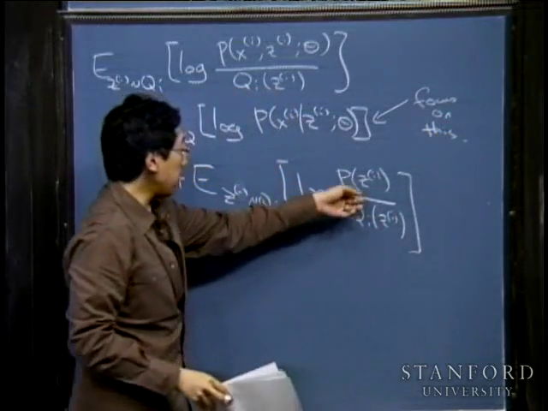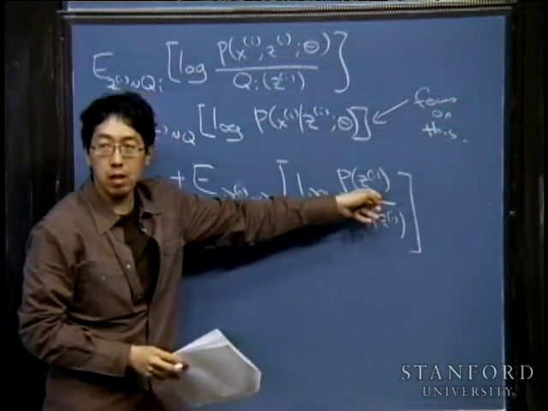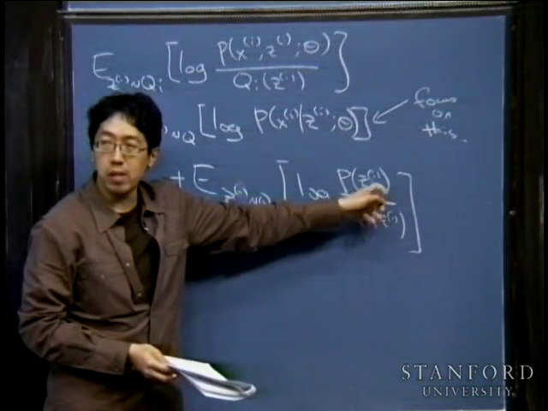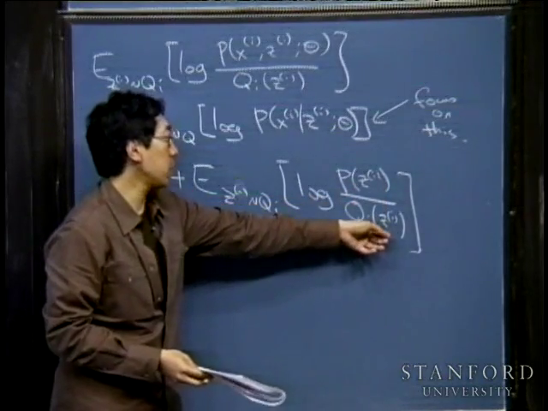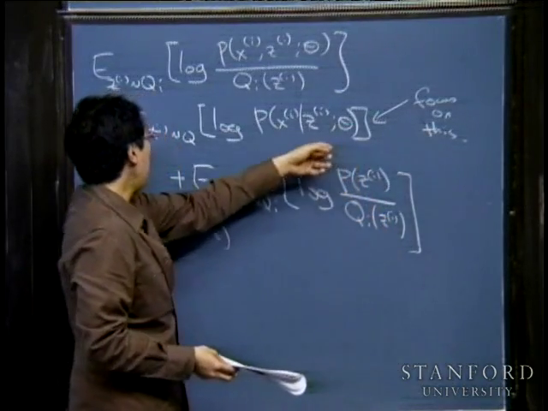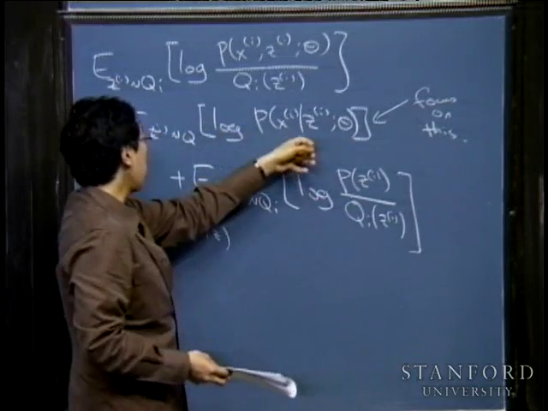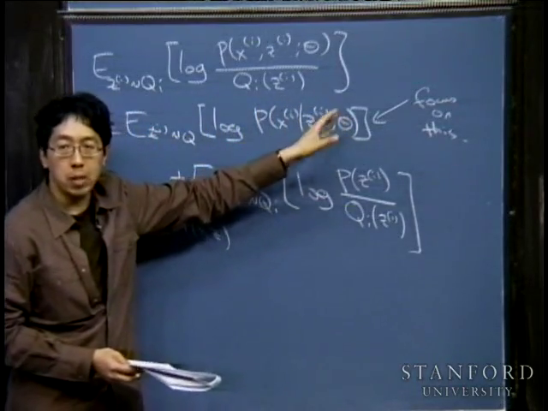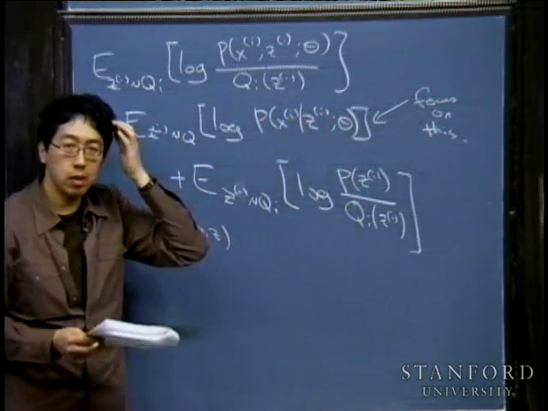The distribution P of zi has no parameters because zi was just drawn from a Gaussian with zero mean and identity variance. Qi of z was this fixed Gaussian. It doesn't depend on the parameters theta. And so in the M step, we really just need to maximize this one term with respect to our parameters mu, lambda, and psi.